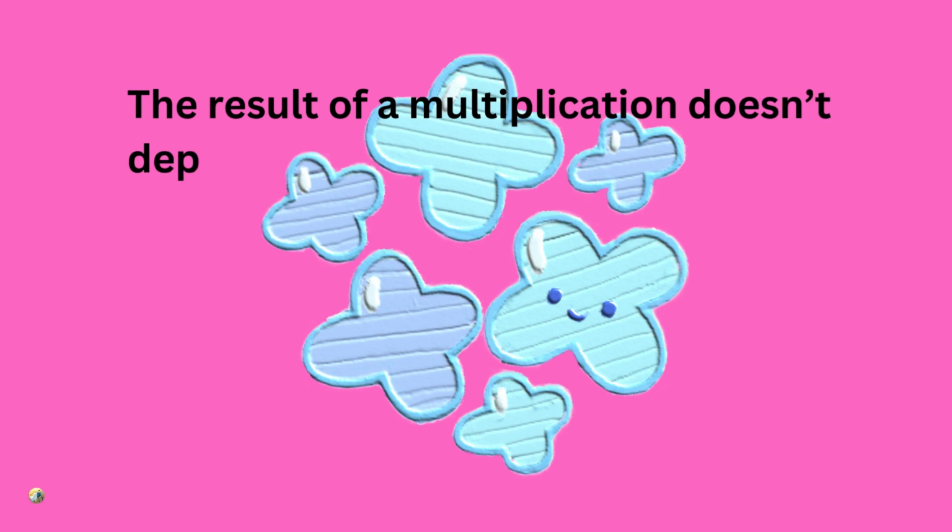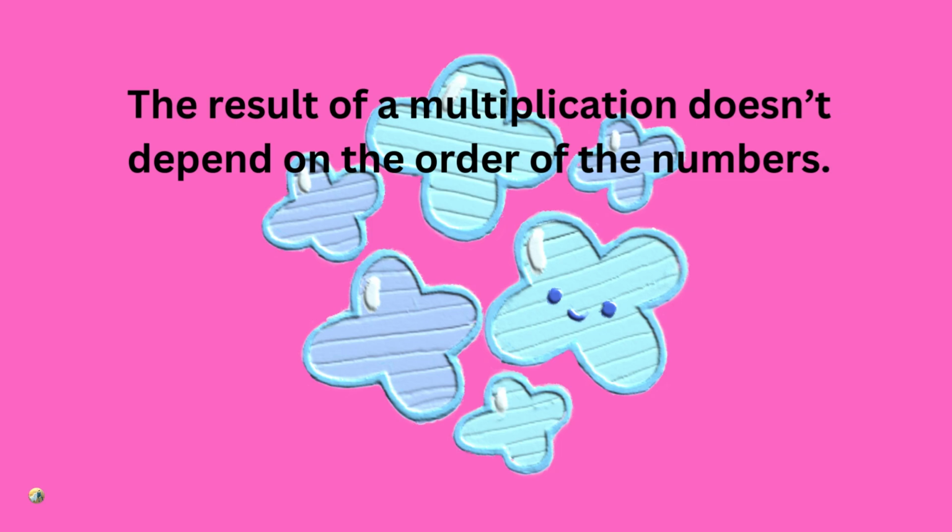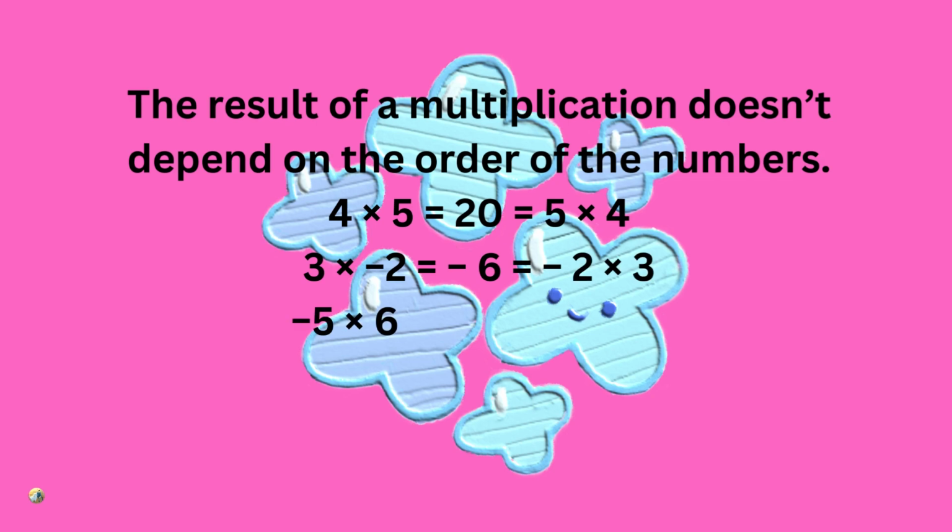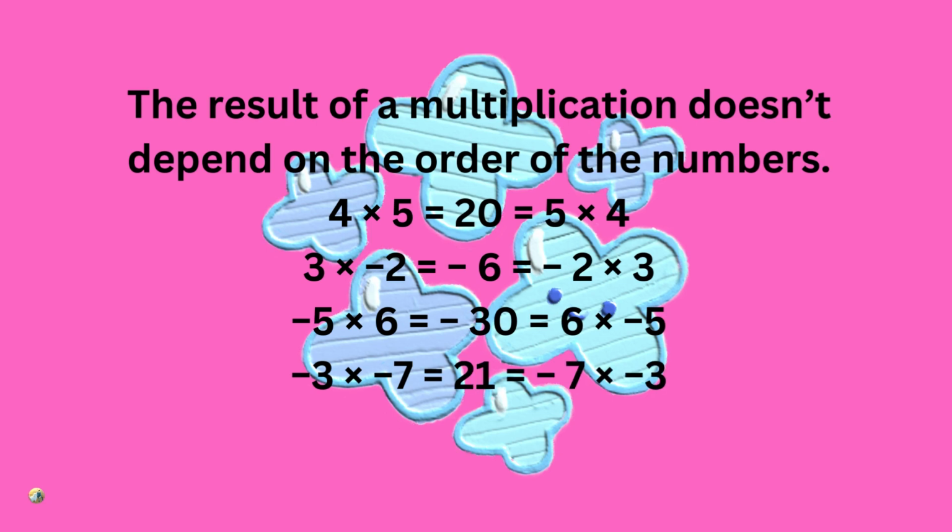The result of multiplication does not depend on the order of numbers. Here are some examples. Here we will see that if we multiply a negative number with a positive or a positive number with a negative, the result will always be the same. For example, in the third example, we have minus 5 multiplied with 6, which gives minus 30. In the same way, if we multiply the positive number first and then the negative number, we always get minus 30.